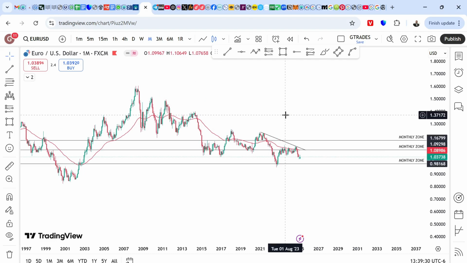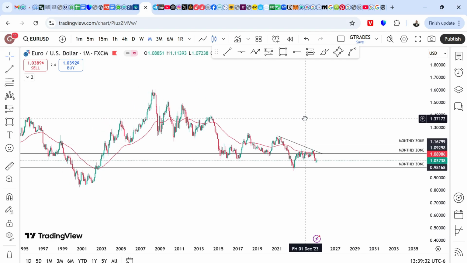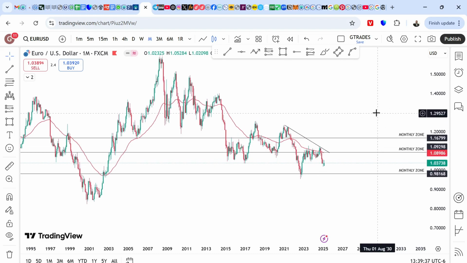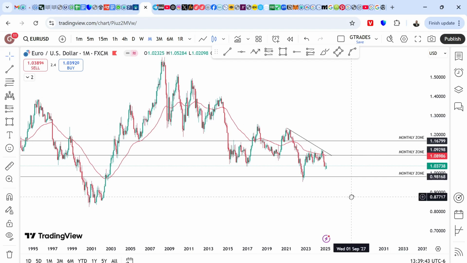All right, today we'll be looking at Euro USD, right? And I'll be taking my analysis from the monthly time frame, because this is the first week of the month. This is March, and I'm recording this on the 2nd of March, which is on Sunday night.